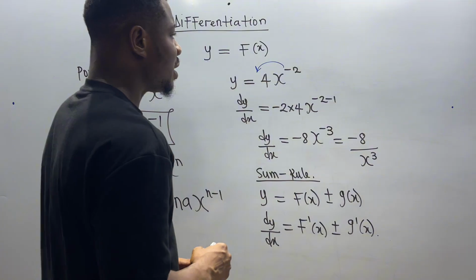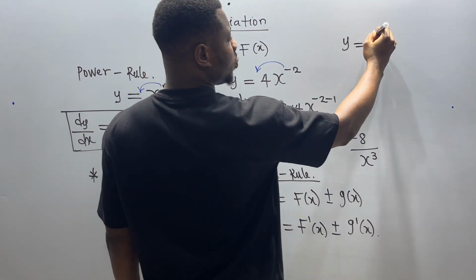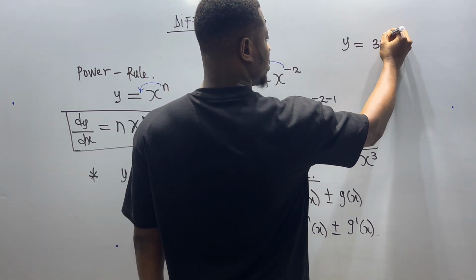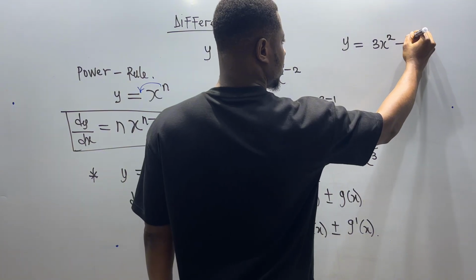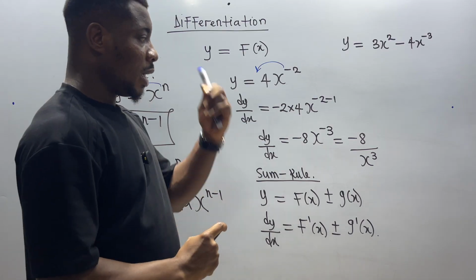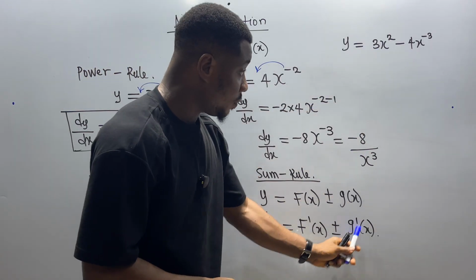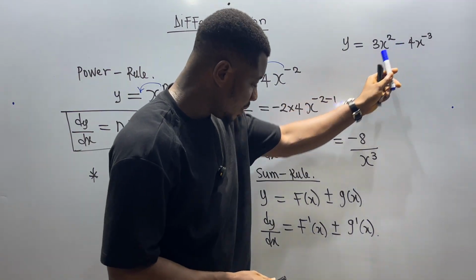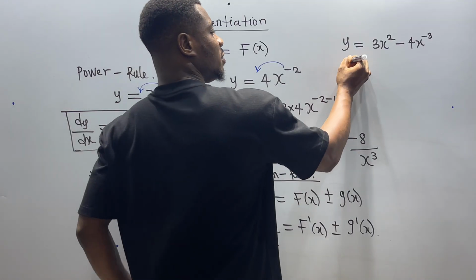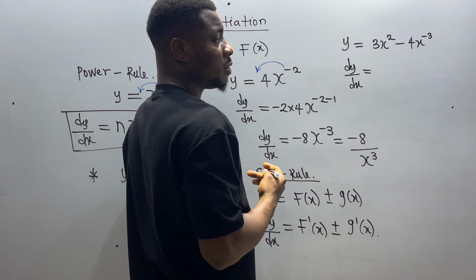Okay, we're going to have an example. For instance, let's say we have y is equal to 3x squared minus 4x minus 3. Now, we have some function like this, where f of x is this one and g of x is this one. Here we have a negative sign; it could be a positive sign. We do the same thing to look for the derivative. To look for the derivative here, what we'll do is differentiate this function, find the derivative of a function. We have done this already.